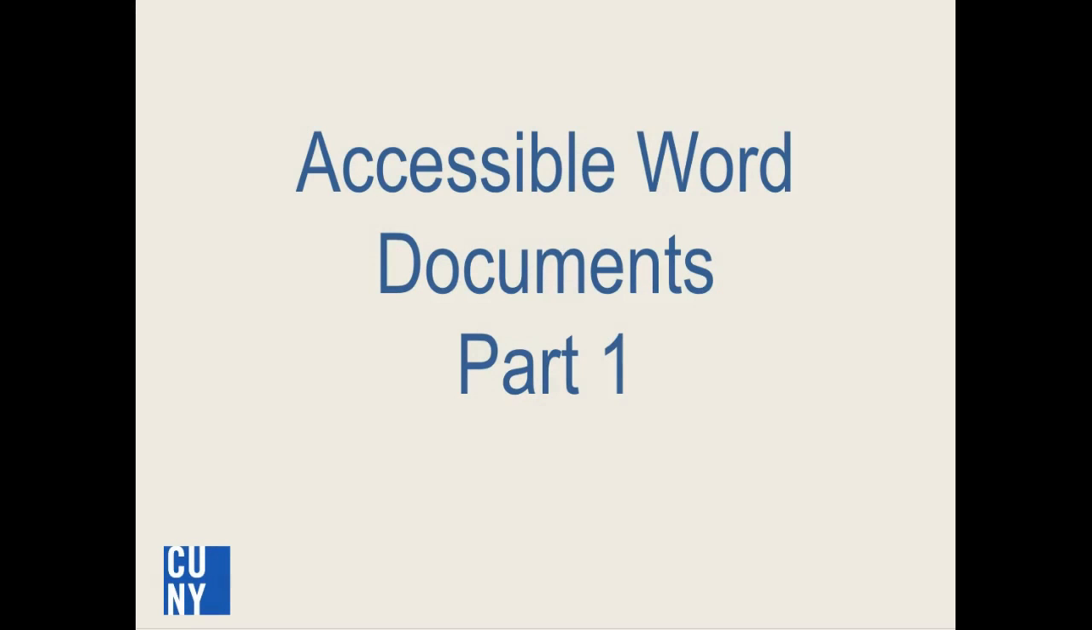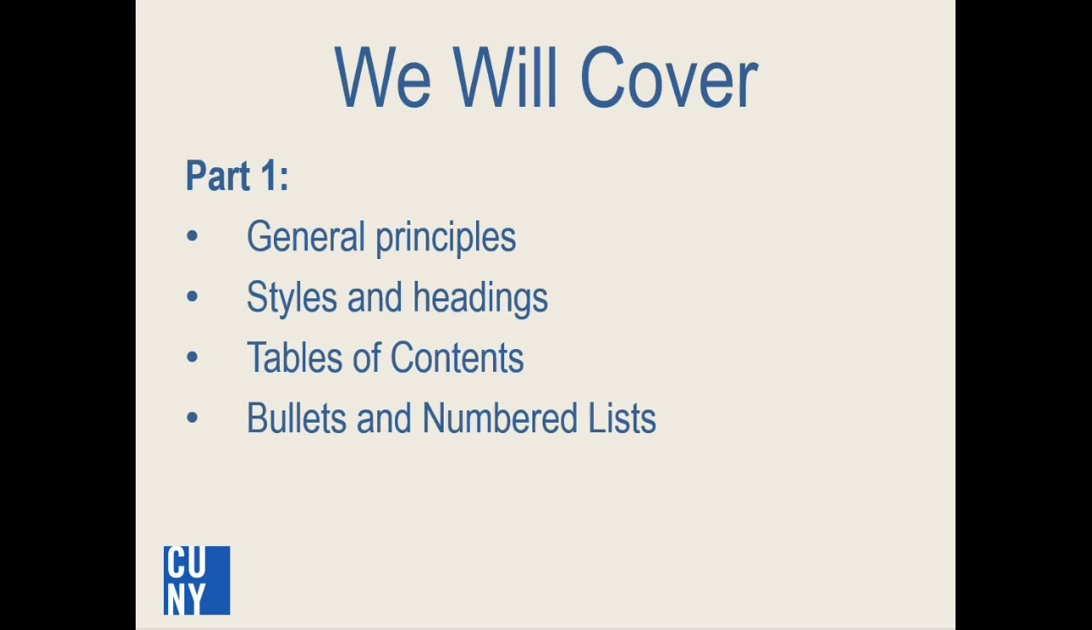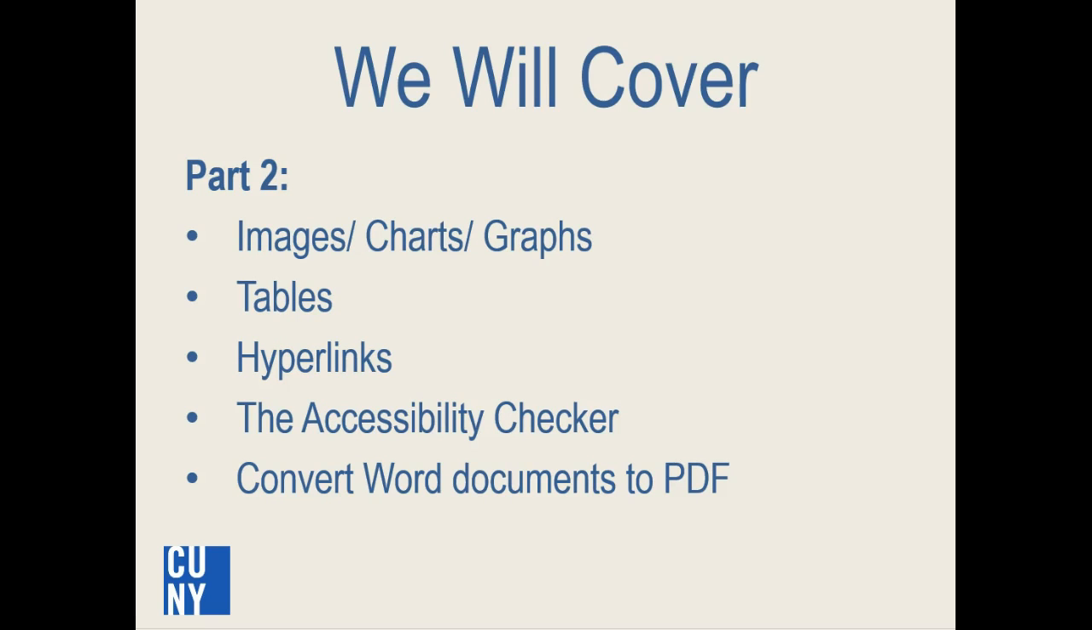Welcome to part 1 of this tutorial on how to create accessible Word documents. In part 1, we will cover general principles, styles and headings, tables of contents, and bullets and numbered lists. In the following part 2 video, we will cover images, charts, and graphs, tables, hyperlinks, the accessibility checker, and how to convert Word documents to PDF.